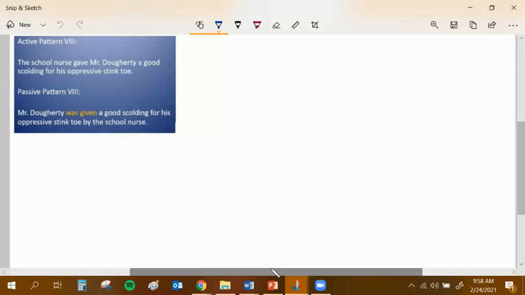All right, so let's change this into passive voice. That would turn into Mr. Doherty was given a good scolding for his oppressive stink toe by the school nurse. So let's show on a diagram how we actually got there.